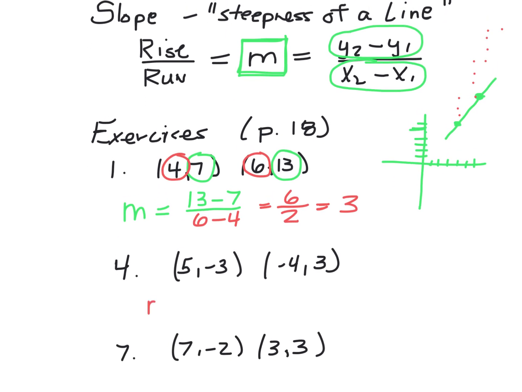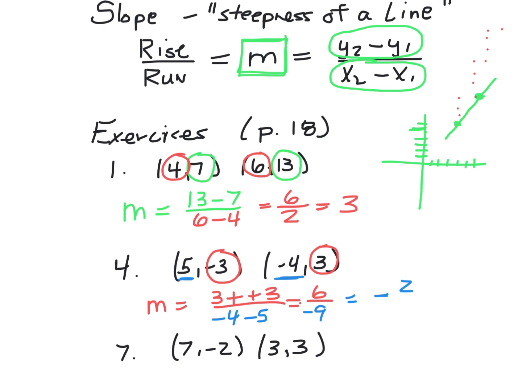Number 4 here, if I'm finding the slope, I do my change in my y's. So it's 3, subtract a negative 3, which is going to be 6. And then on the bottom, I need to do negative 4 minus the 5, which would be negative 9. Reducing that, it's going to be negative. That means the line will fall, and it would be a negative 2/3.